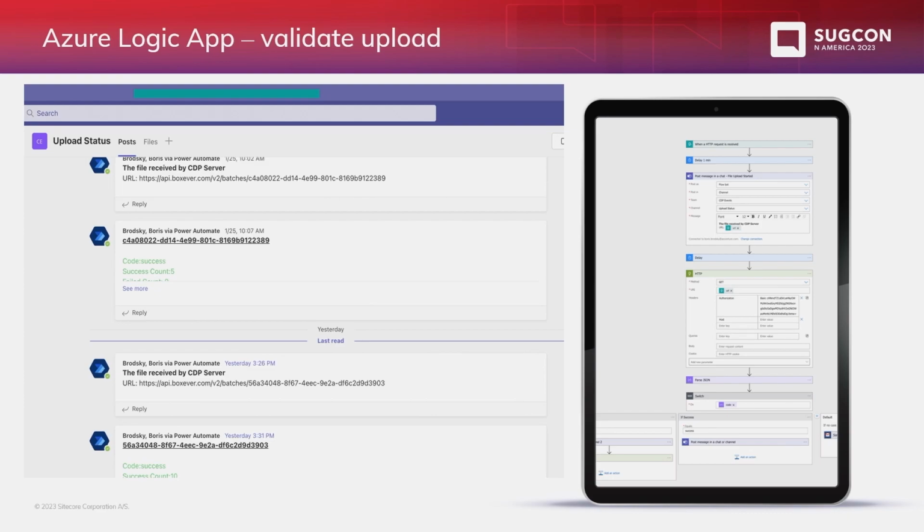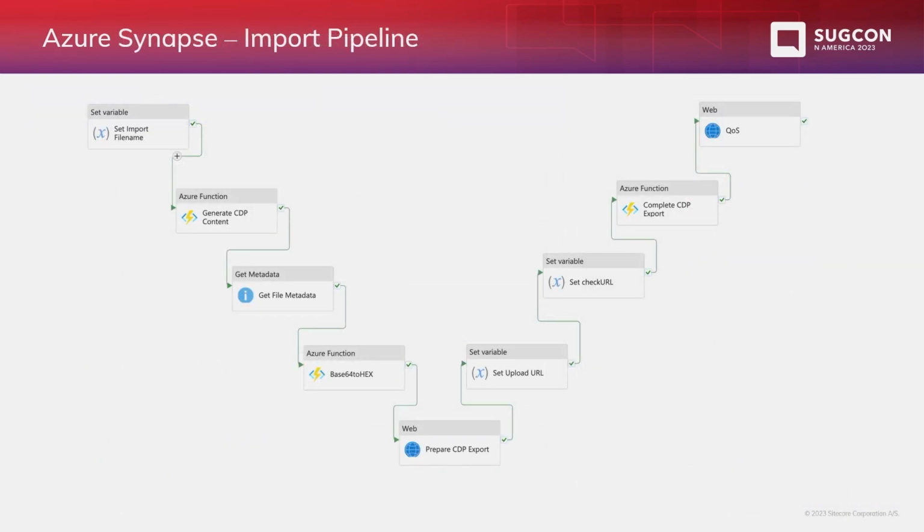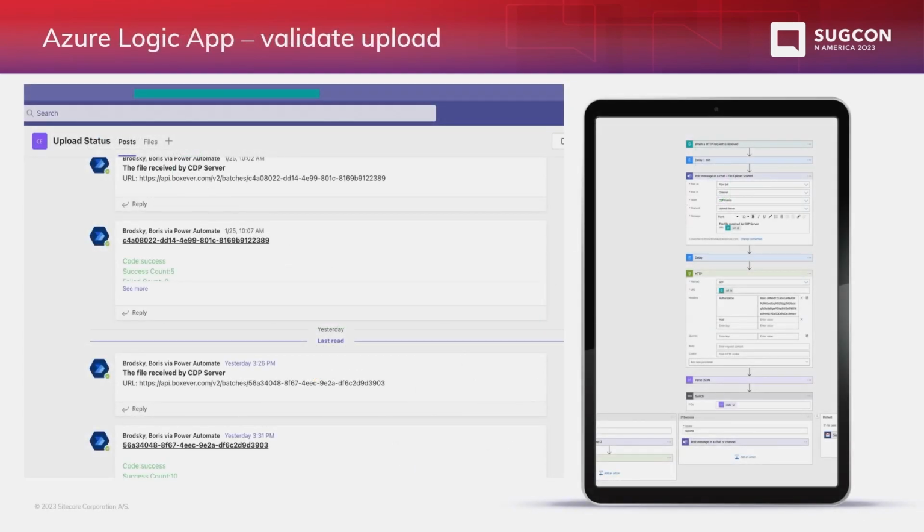You have to check the status of that submission. And here you can build this small logic app, which you see on the right side. The last step in this process, this web QoS step, calls this logic app. And this logic app just calls the Sitecore CDP server every 5 minutes or whatever period of time and checks if the submission was received. And then it outputs the results into Teams, or it can be anything else.